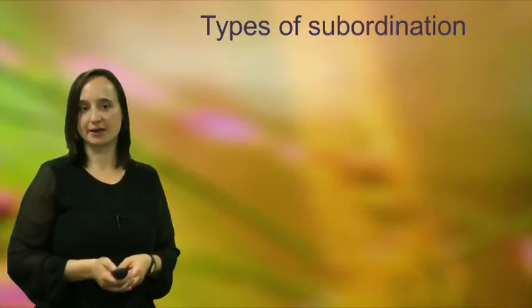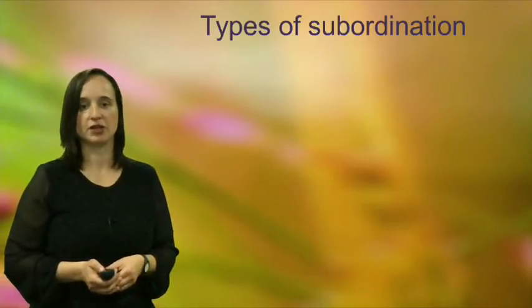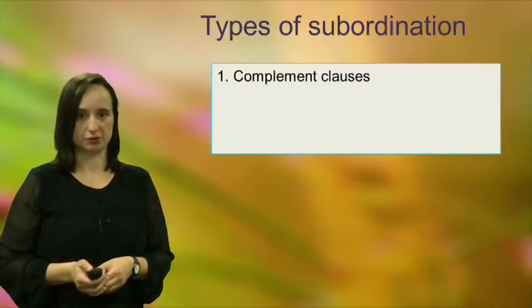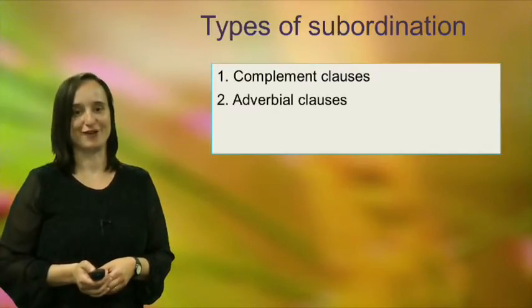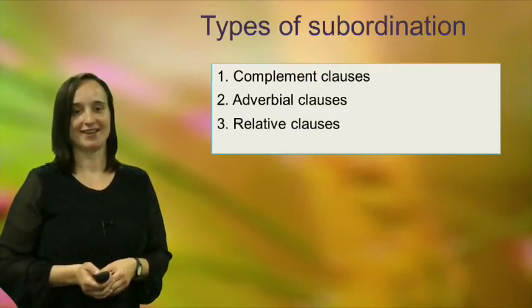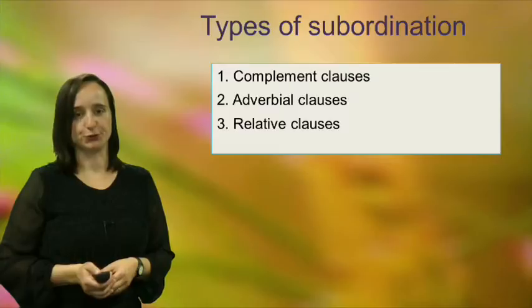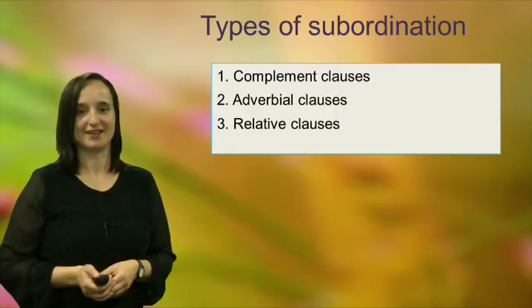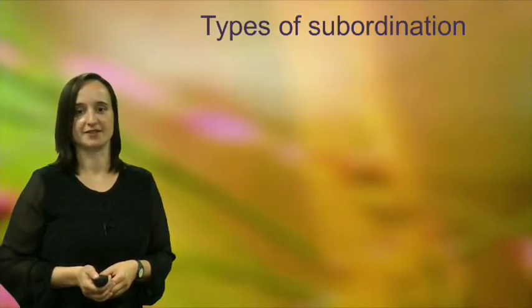Okay, so now we can come to the different types of subordination. And there are three. These are complement clauses, adverbial clauses, and relative clauses. Let's look at what they do. We'll come to this slide again at the end of the presentation, so hopefully if something seems unclear now, it should be clearer at the end.